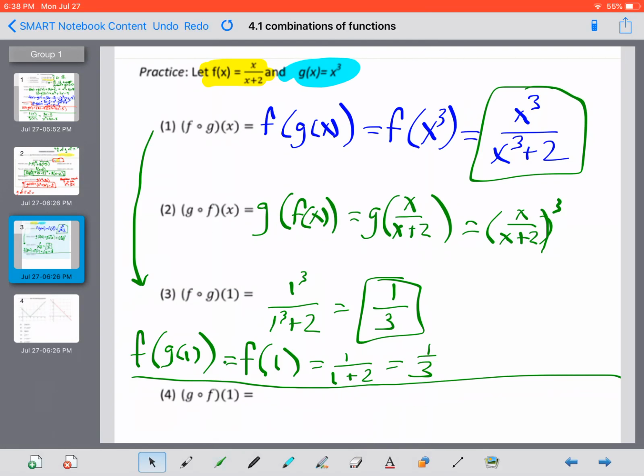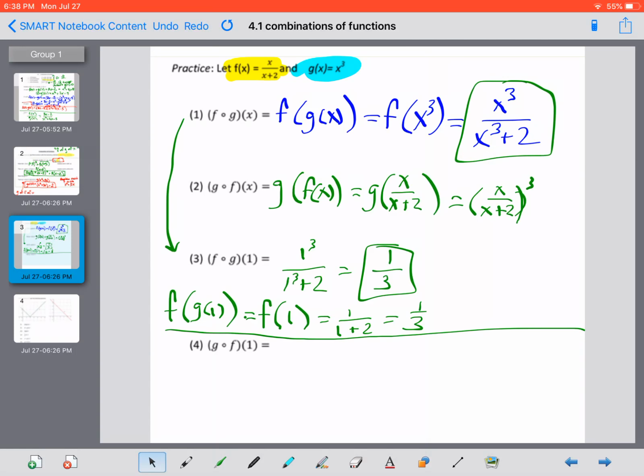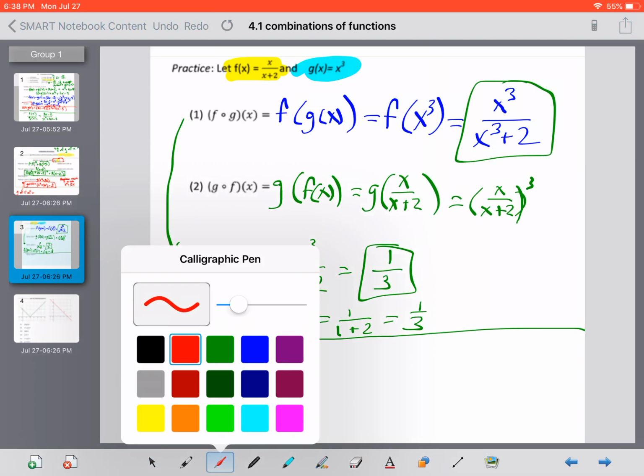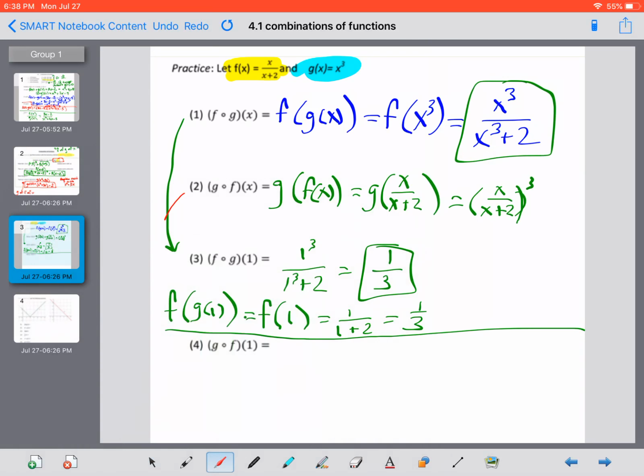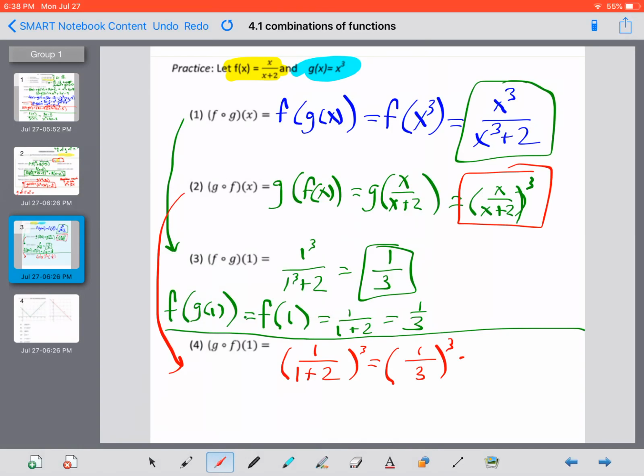Now let's try g of f of 1. So again, g of f of 1, we already found in problem 2, is equal to this function right here. So I can evaluate this function at 1 and get 1 over 1 plus 2 raised to the 3rd power. That is 1 over 3 to the 3rd power, which we could rewrite as 1 cubed over 3 cubed, or 1 over 27.